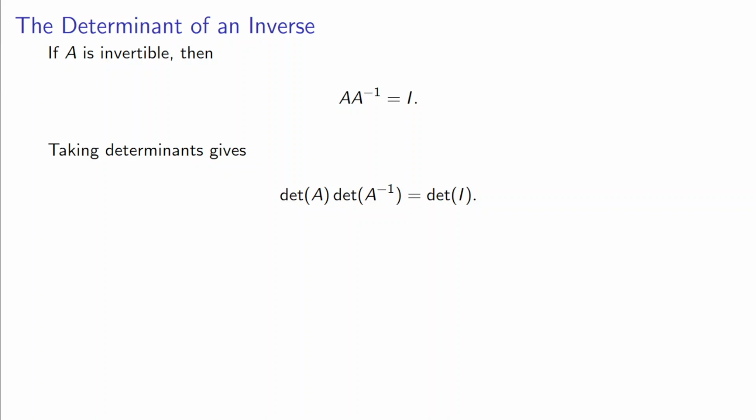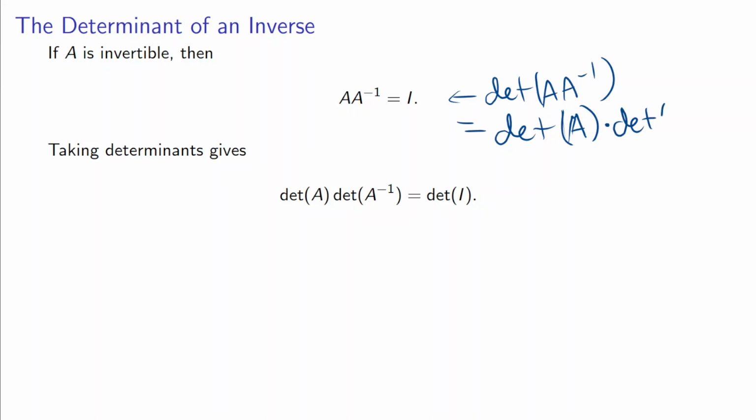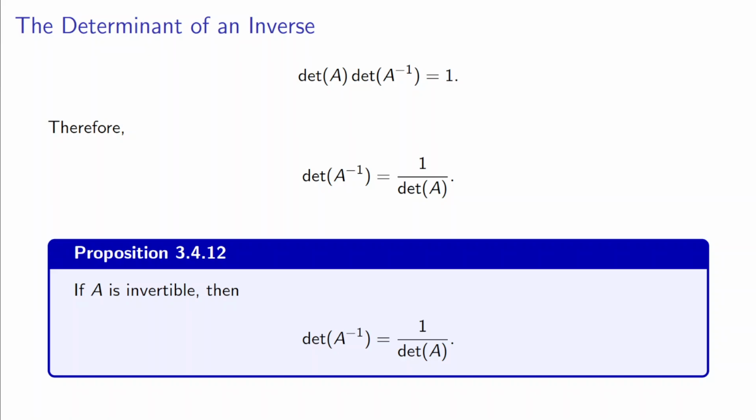And then looking at the determinant of an inverse. If A is invertible, then A times A inverse is the identity. If we take determinants of both sides, the determinant of A times A inverse is the determinant of A times the determinant of A inverse. Okay, so that equals the determinant of I. The determinant of the identity is 1. So solving this, we have that the determinant of A inverse is 1 over the determinant of A.